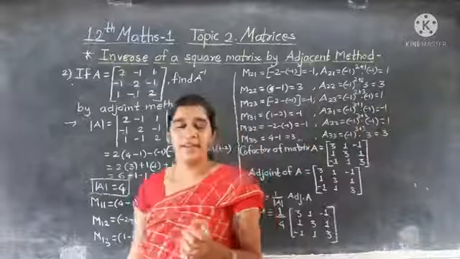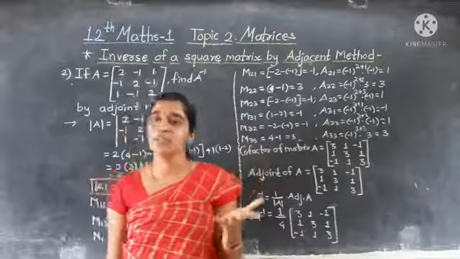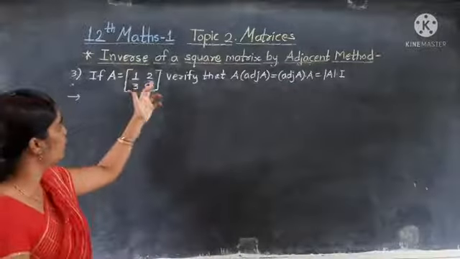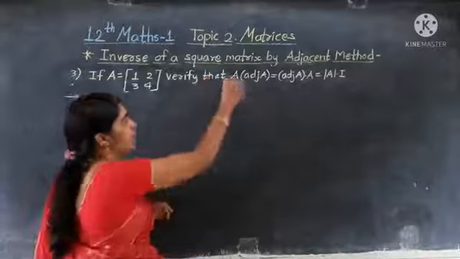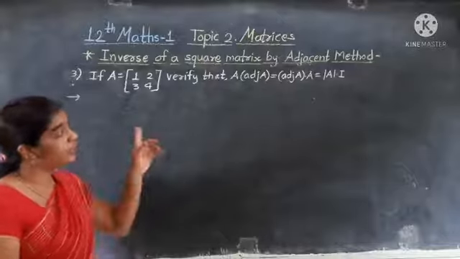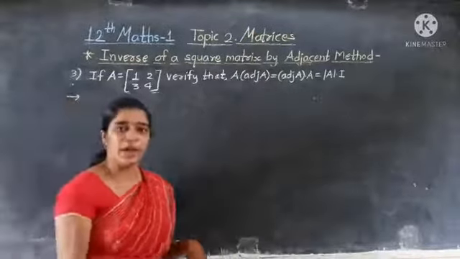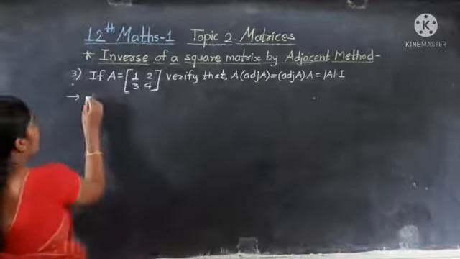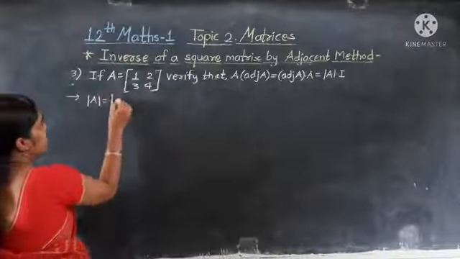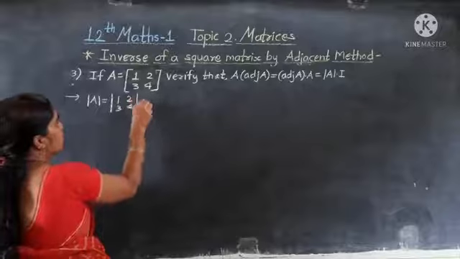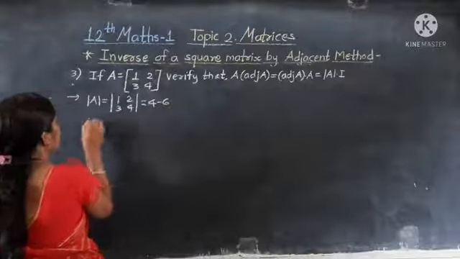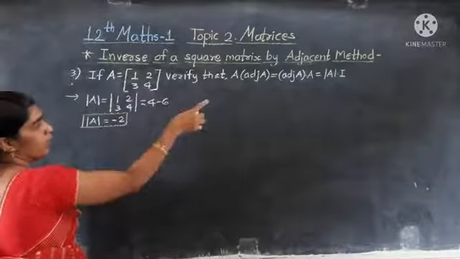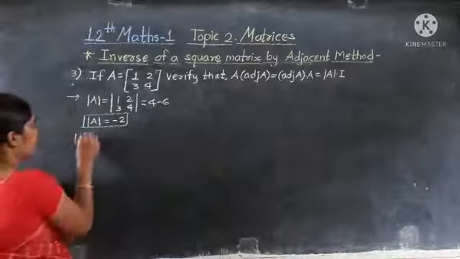Okay, understand? I had given one example of 2 by 2 and another example of 3 by 3 matrix. See one more example. If A matrix is given 1 2 3 4, verify that A into adjoint of A is equal to adjoint of A into A is equal to determinant A into I. Okay, so here A matrix is given, we find adjoint of A and determinant A. First we find determinant A. Determinant A is equal to 1 2 3 4. 4 1s are 4, 3 2s are 6. Therefore we get determinant A as -2. Okay, now you find determinant A into I.